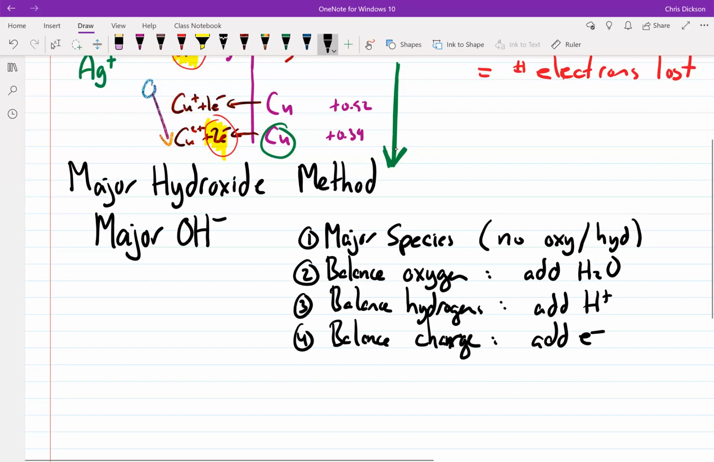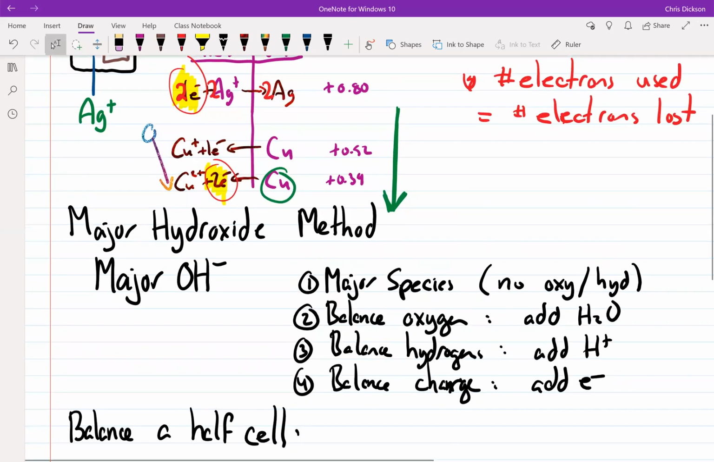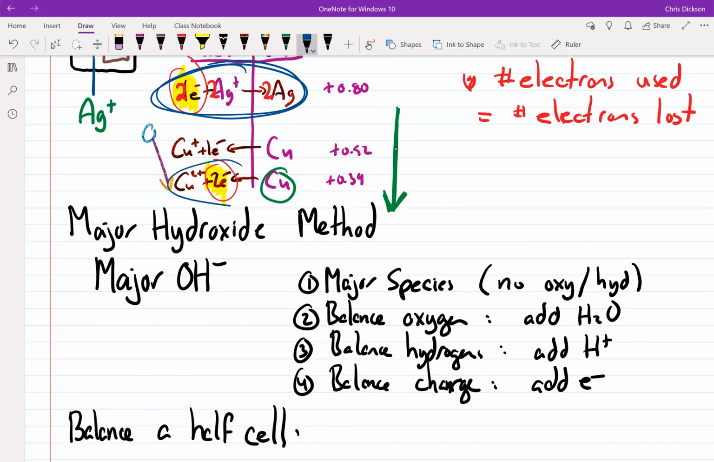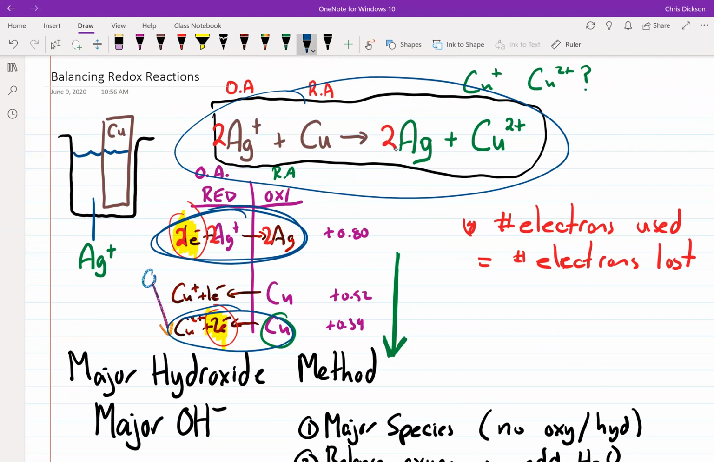And what I'm going to focus on first of all is balancing a half cell. And once again, a half cell is part of the redox reaction. So it's either the reduction part or it's the oxidation part. So it'd be like me balancing just that part, or just this part, not balancing the entire reaction yet. I think that's too much to do in one big step here.